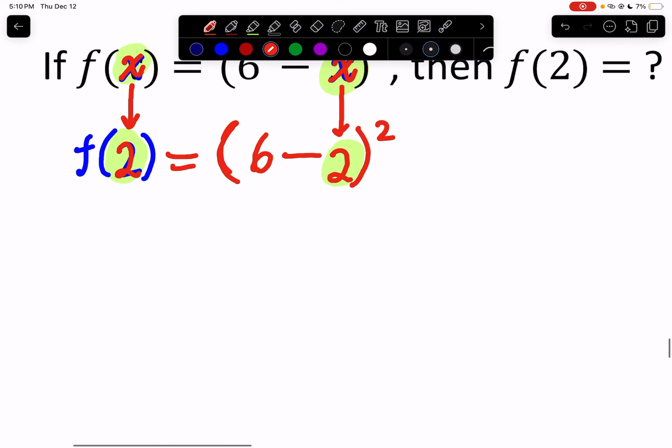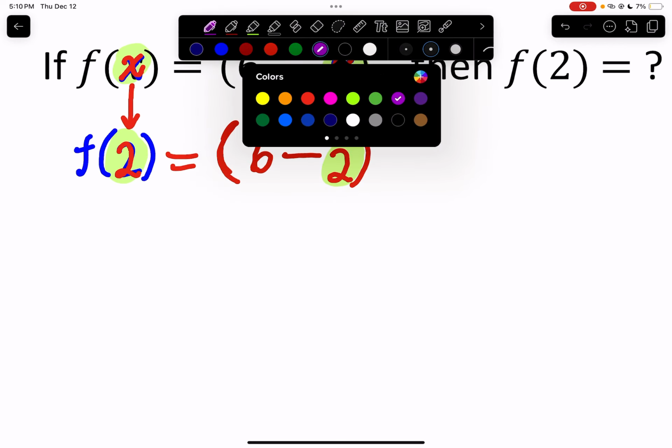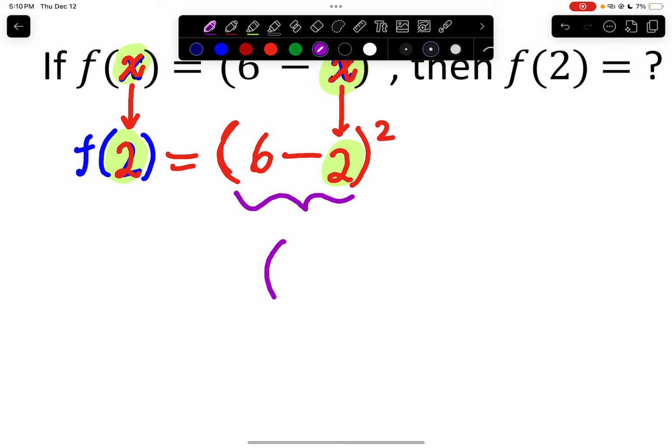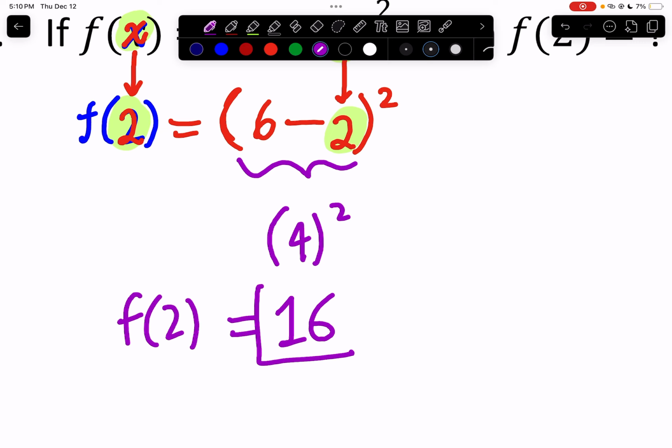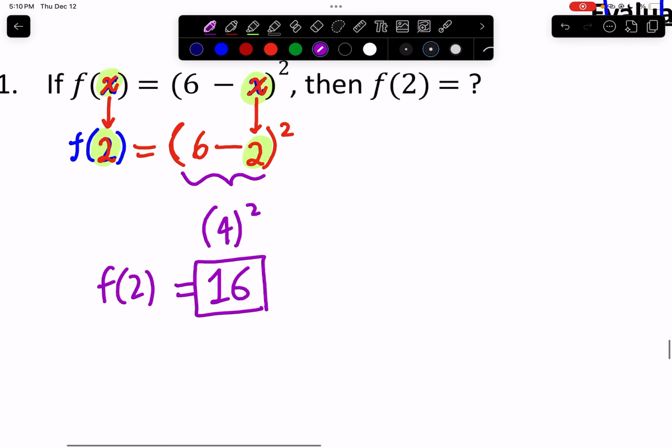And I'm trying to figure out what that's equal to, so I use PEMDAS. What is 6 minus 2? Well, it's 4. And then what is 4 squared? It is 16. So f of 2 is equal to 16. Meaning, when my input right here is 2, my output of the entire function is 16.